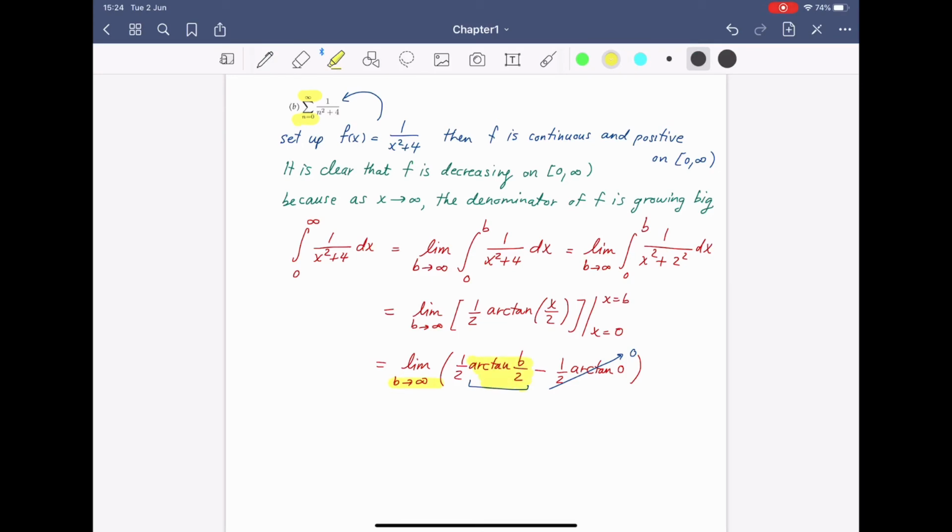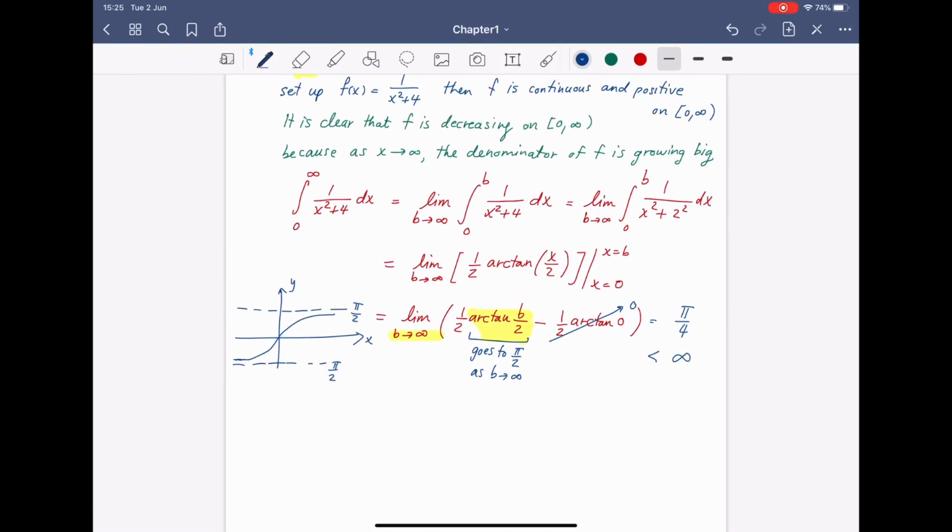The graph of arctan is like this. This is the graph of arctan. When x goes to infinity, arctan x goes to pi over 2. So this term goes to pi over 2 as b goes to infinity, and then you multiply by 1/2, so this goes to pi over 4, which is convergent, because it is less than infinity.